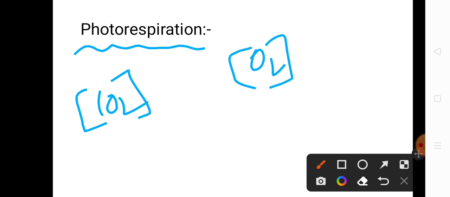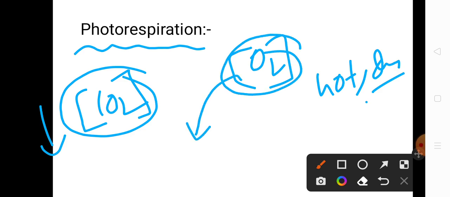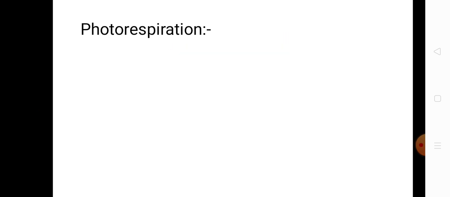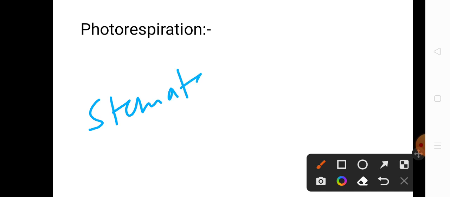But when the environment becomes hot, dry, and less moist, the concentration of CO2 starts to drop, and as a result, O2 gets the opportunity to bind with RuBP carboxylase. So what's the idea? The idea is that during hot and dry conditions, the pores of the leaves, which we call stomata, are going to close.